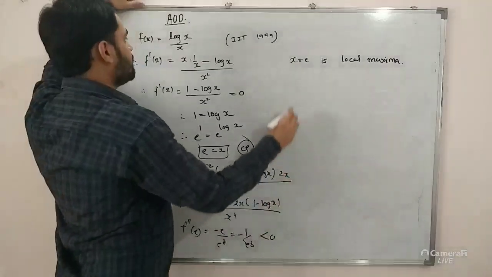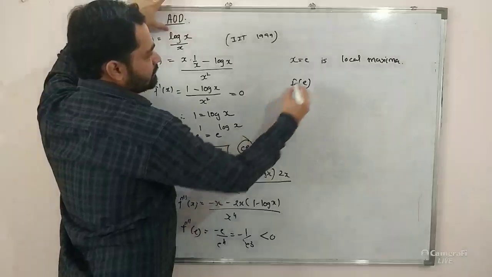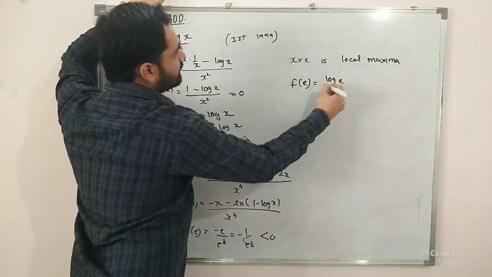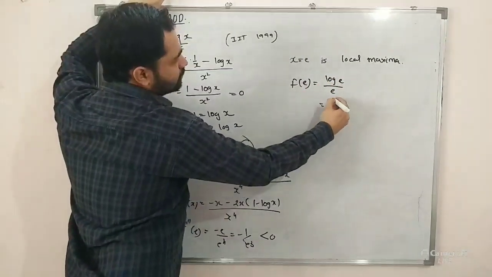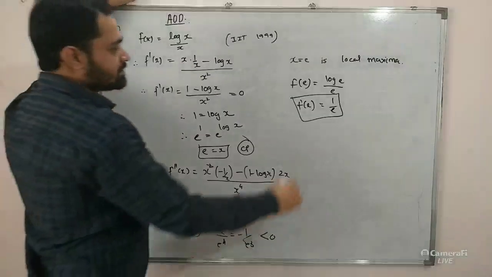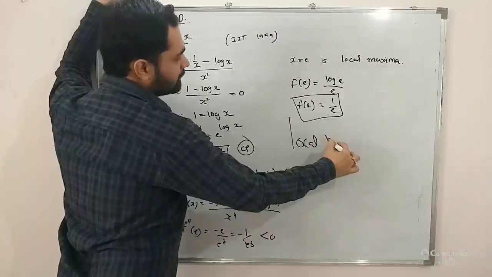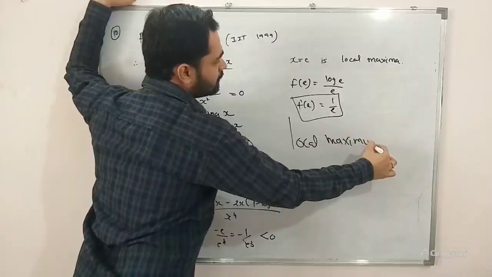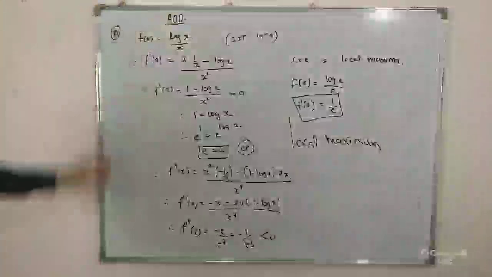For local maximum value, f of e is equal to log e upon e, so 1 upon e. So the final answer is 1 upon e, which is the local maximum value. Local maximum value is 1 upon e.